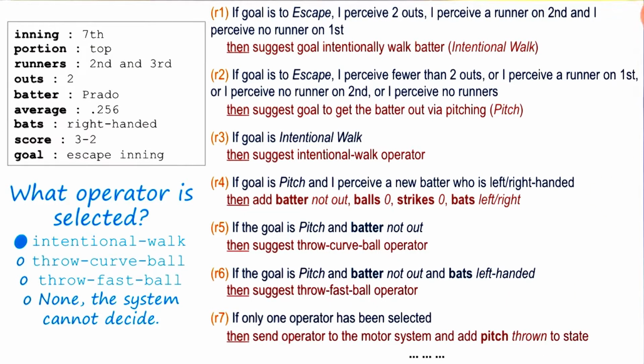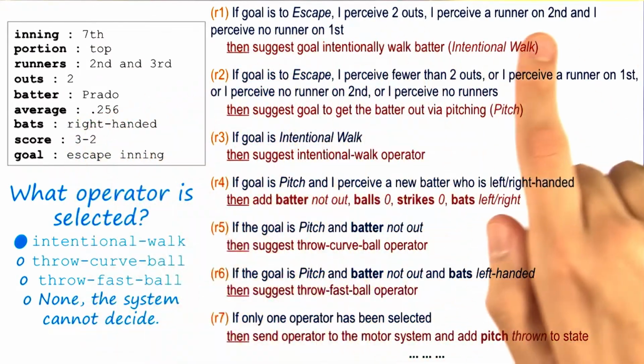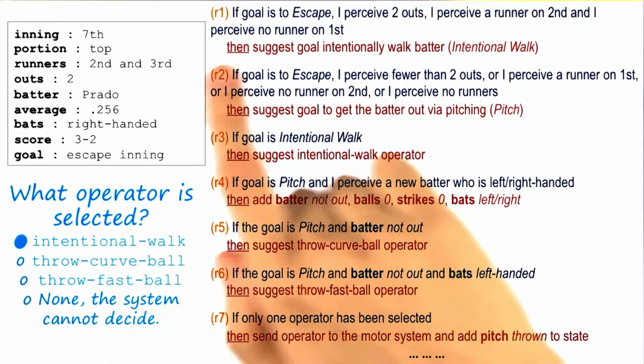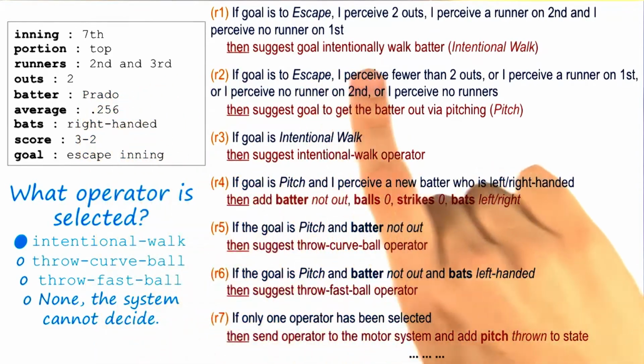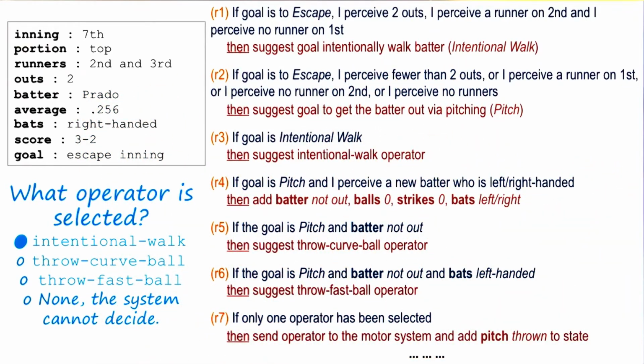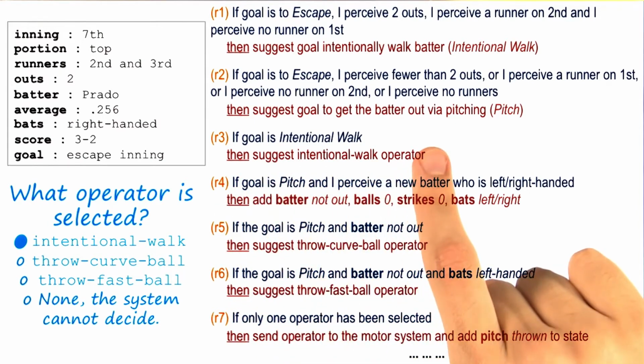So based on the first production rule, the goal is to escape. There are 2 outs. There's a runner on second, and there's no runner on first. So the goal is now to intentionally walk the batter. If the goal is intentionally walk, then we suggest the intentional walk operator.